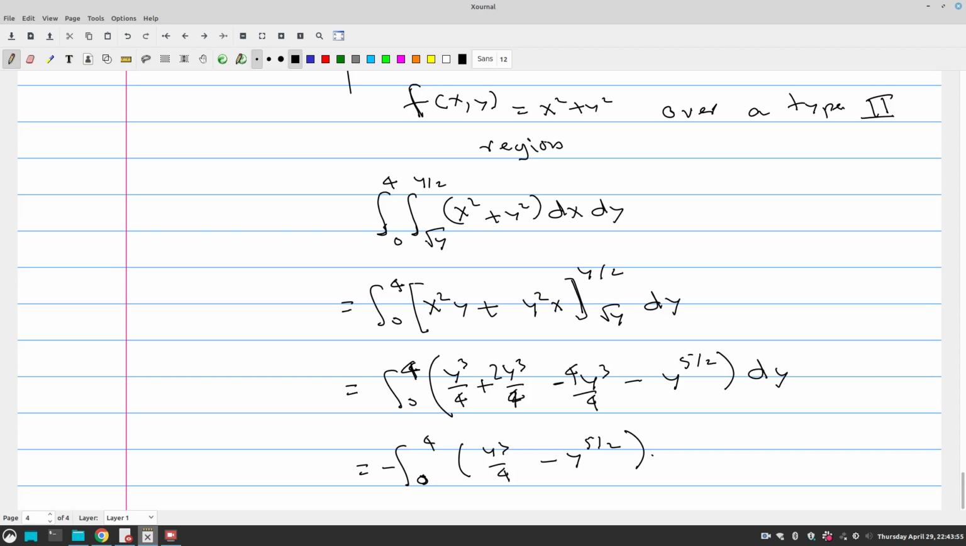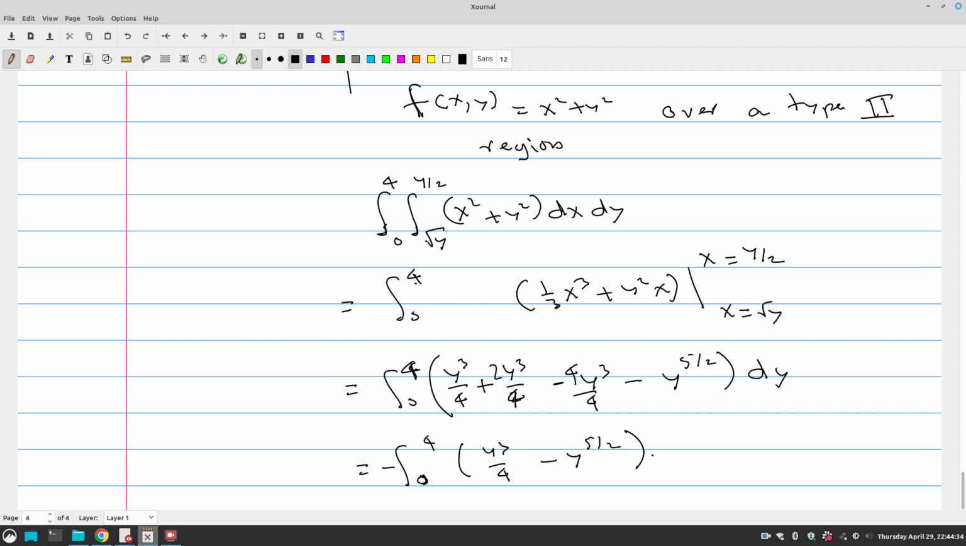I'm sorry, I've integrated the wrong function. I've integrated with respect to the wrong variable. This should actually be equal to the integral from 0 to 4, square root of y to y by 2, of 1/3 x cubed plus y squared x, and then you plug in x is equal to y by 2, x is equal to root y, dy.